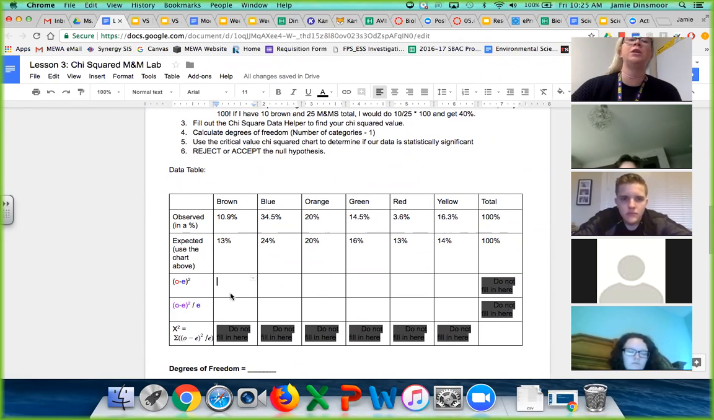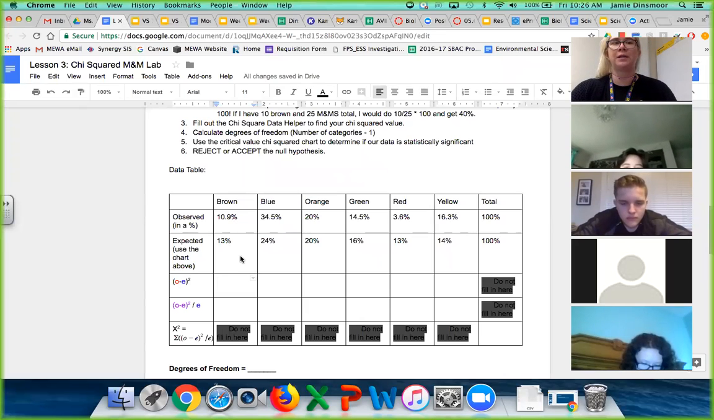So the first thing that we need to do is our observed minus our expected, and then we need to square that number. I wish I had my document camera so I could show you my calculator, but we'll have to speak about it. So our observed was 10.9 minus our expected of 13. So we get negative 2.1.